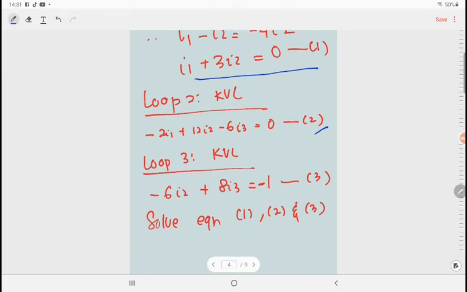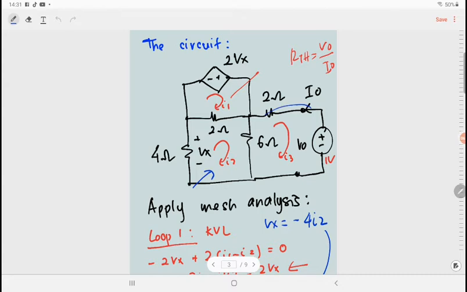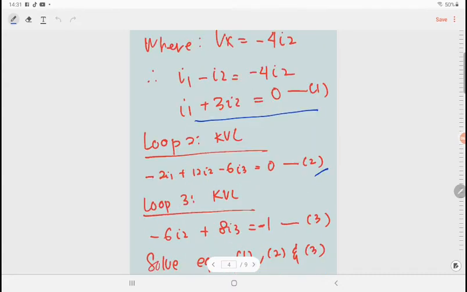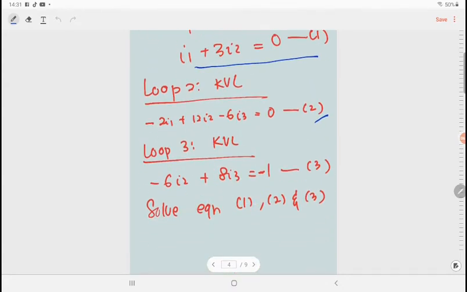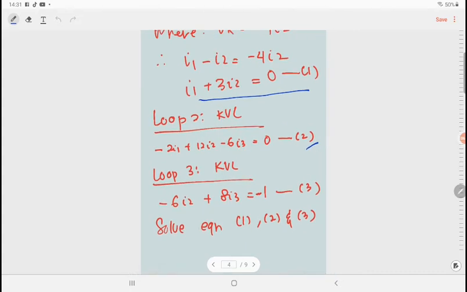And then next we go to loop 3. So this is our loop 3 here. This KVL equation gives you negative 6I2 plus 8I3 equal to negative 1. So now we have three equations: equation 1, 2, and 3. We need to solve these three equations in order to get the value of I1, I2, and I3.